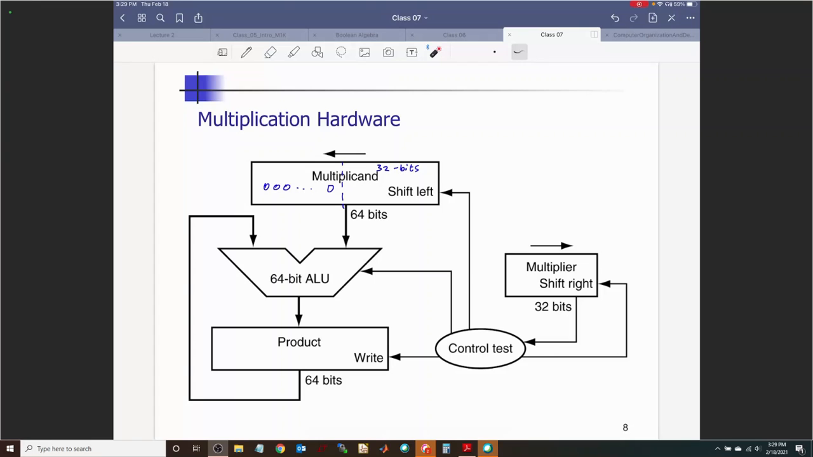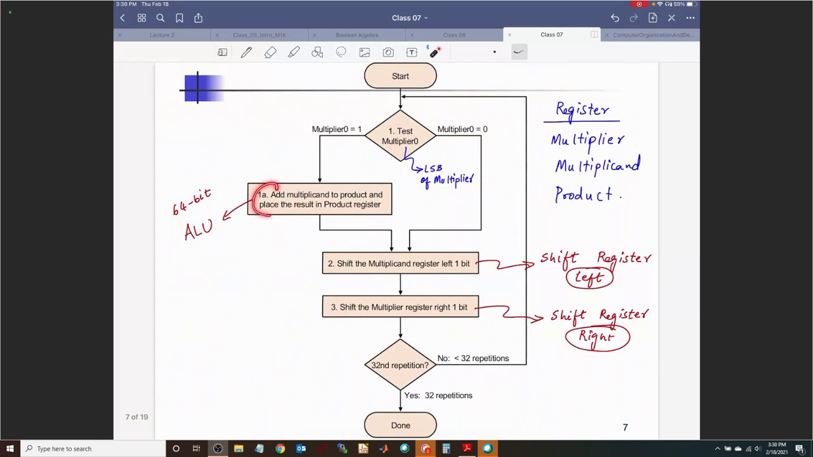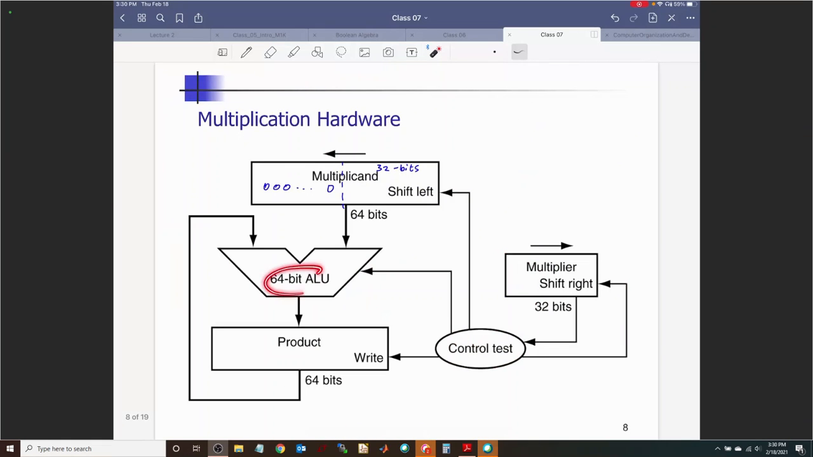What do I do with the product register? Well, my product register is a 64-bit register which gets updated, right? So whenever I'm doing step 1A, what am I doing? I'm taking a look at the product register, adding the product register to the multiplicand, and the result goes back into the product register. See that? ALU, multiplicand, current contents of product, added, goes back into the product register.